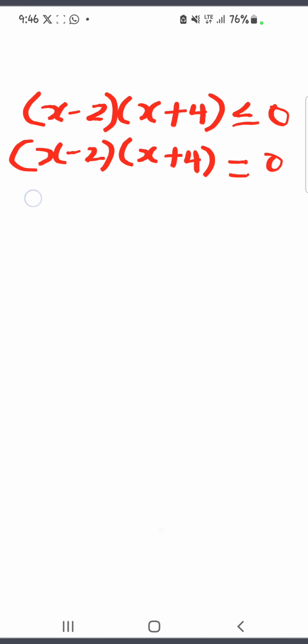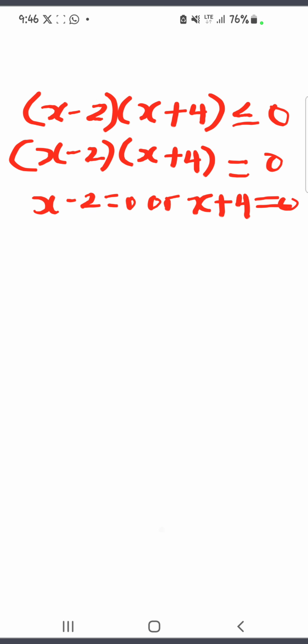When you have something like this, you will say x minus 2 is equal to 0, or x plus 4 equals 0 as well. So what next? You say x equals 2 or x equals minus 4, right? Let me write it properly.